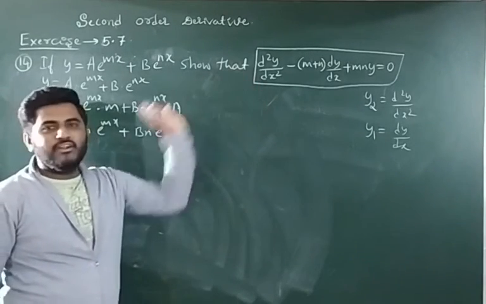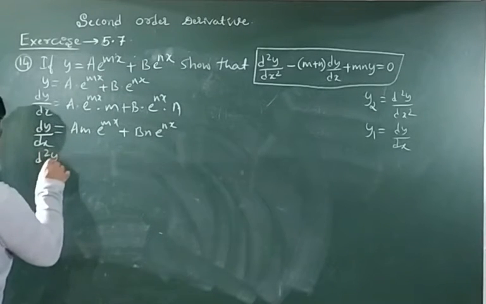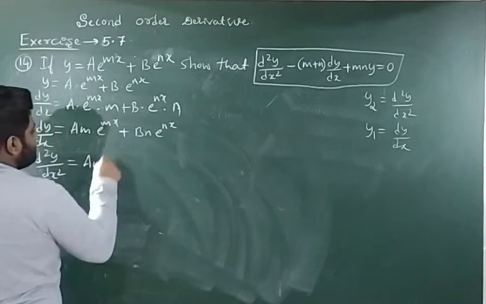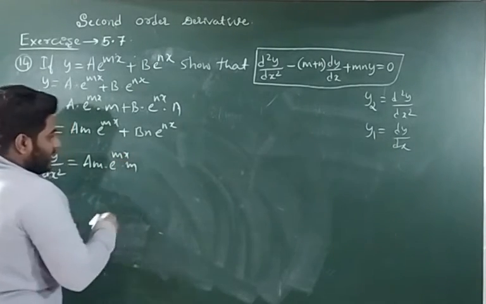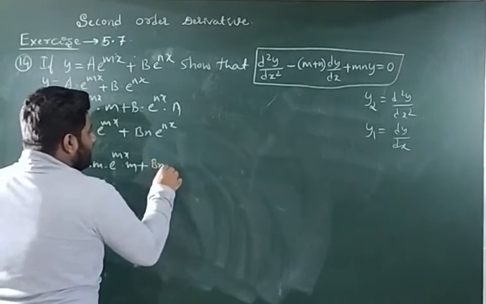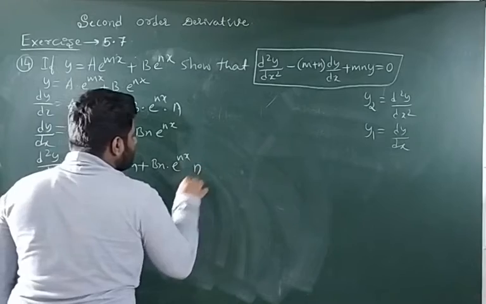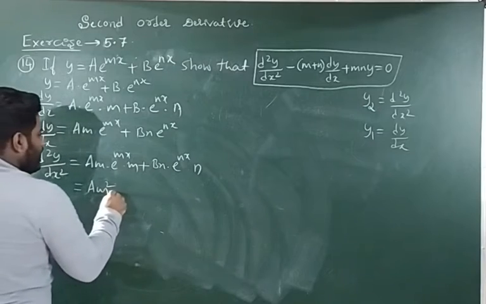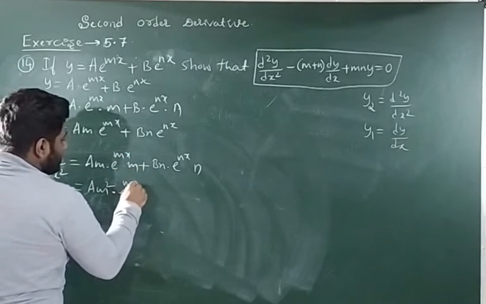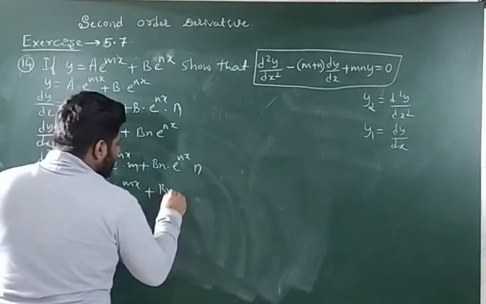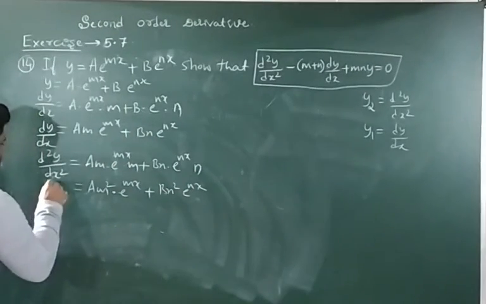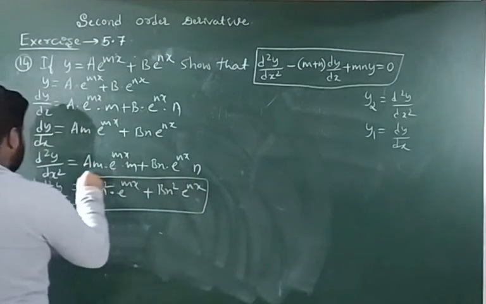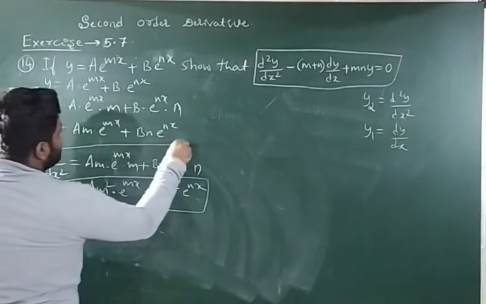Again, what is our aim? Find out d square y by dx square. d square y by dx square equal to am, constant as it is, e raised to mx differentiation is e raised to mx into m, plus bn constant, e raised to nx differentiation is e raised to nx into n. So calculate what you are getting: am square e raised to mx plus bn square e raised to nx. This is nothing but d square y by dx square we got. This is dy by dx.